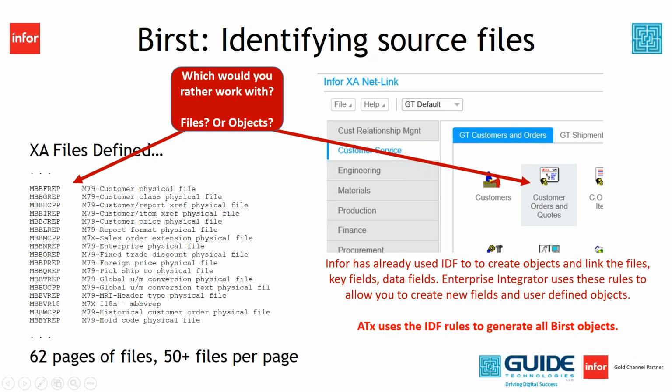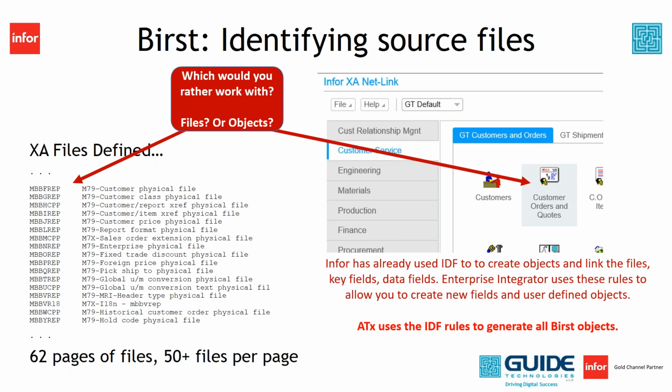Using the IDF on the right-hand side, I have an object called customer orders and quotes. That object already linked the dozens of files that are appropriate for a customer order. We don't have to do that. That's what ATX provides for Birst. So Guide has written a tool that reads the IDF objects, all the files, all the objects, all the fields, and uses the object format to load Birst for you.